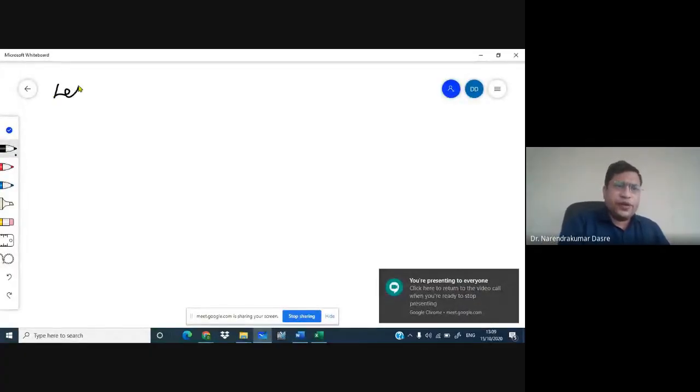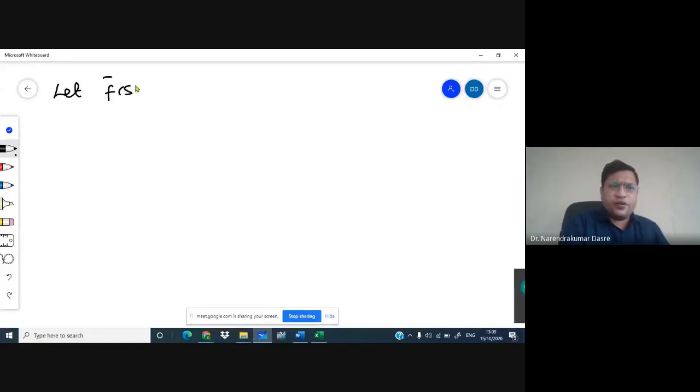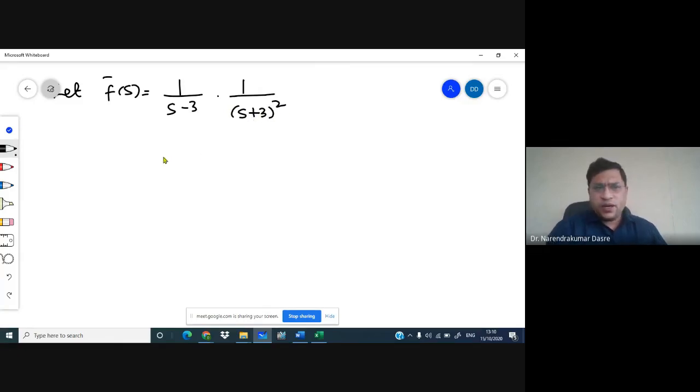Okay, so your query is something like this. We have f bar of s is equal to 1 upon s minus 3 into 1 upon s plus 3 bracket square. Is that correctly written, Shabika? Yes, sir, it is correct. Okay, so this is what we want to solve, correct?